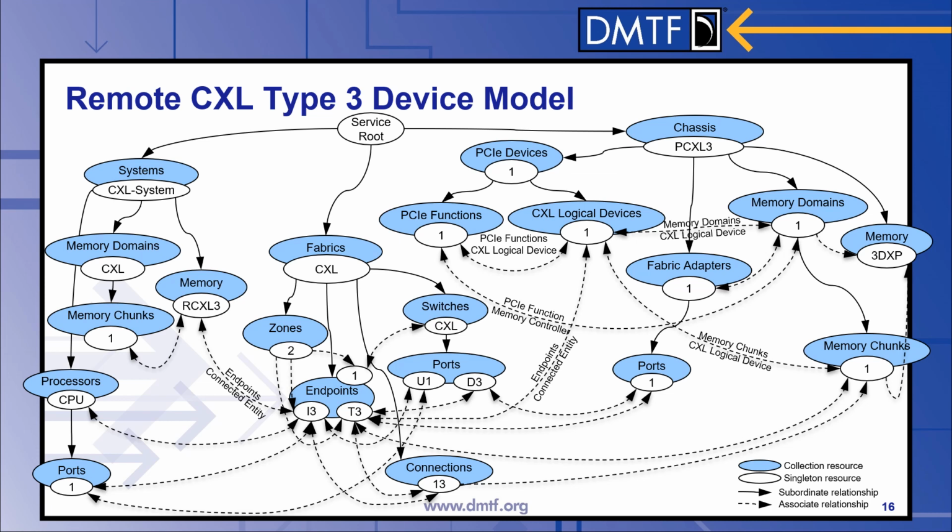The chassis has the Remote CXL device with the PCIe device function and a CXL logical device. There is a fabric adapter with a port representing how the remote device is connected to the fabric. There is a memory domain and memory representing the memory on the Remote CXL device, and an assignable memory chunk for the region of memory that is assigned to the host over the CXL fabric. In CXL system, we again have our CXL3 representing the remote memory of the Remote CXL device, and a memory chunk representing an assigned region of memory in the CXL system.